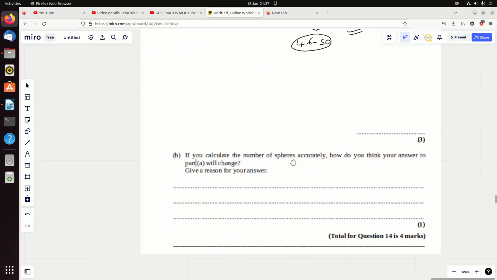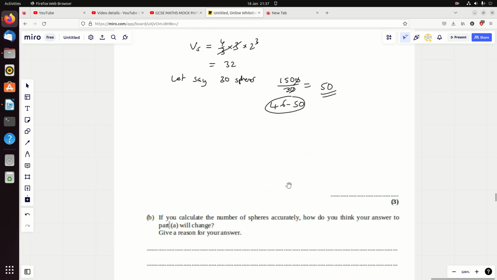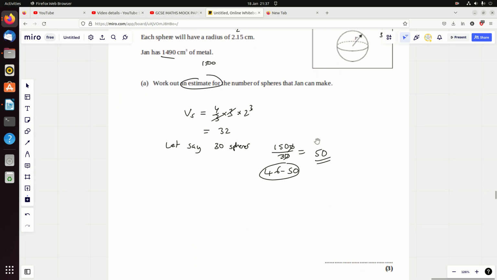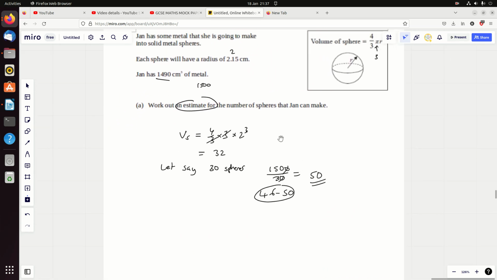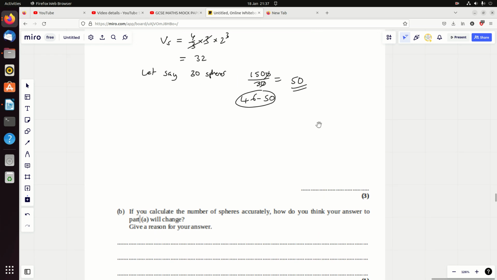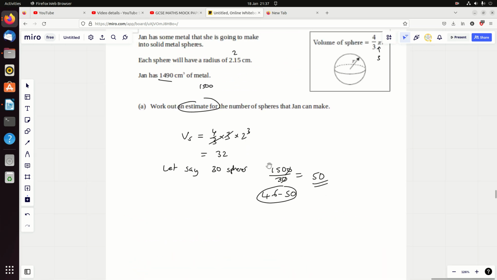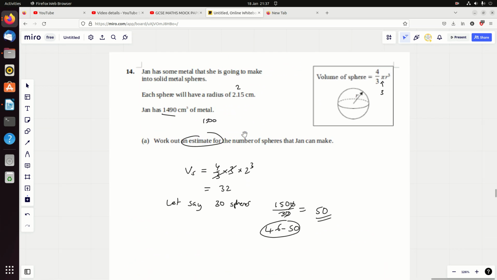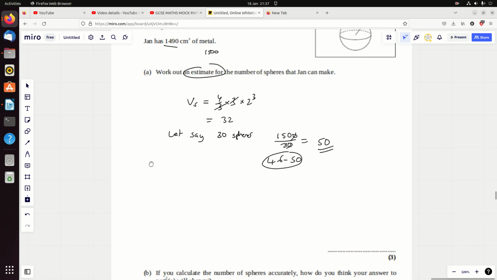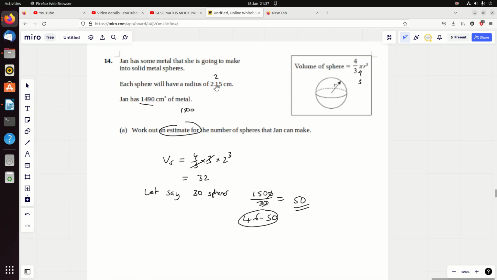Okay, if you calculate the number of spheres accurately, how do you think your answer to part A will change? Well, this is interesting, isn't it? By the way, in this first part here, I lost count of the number of people who are doing ridiculously complicated calculations. It's an estimate, for 3 marks. Make the numbers as nice as possible for yourself. Even if you think you're being too broad, you'll probably be accepted. They're pretty casual with the acceptance. Anyway, we've rounded that one down.